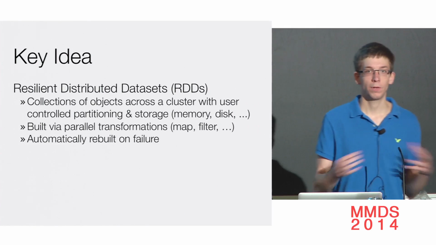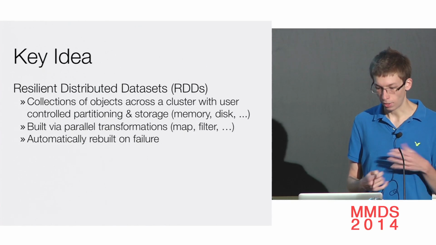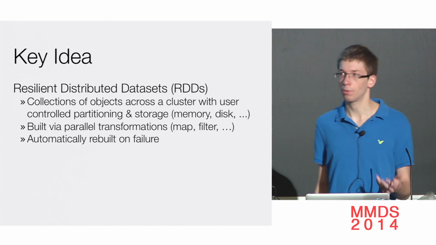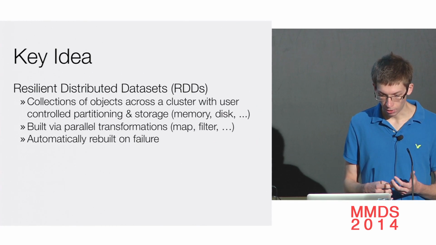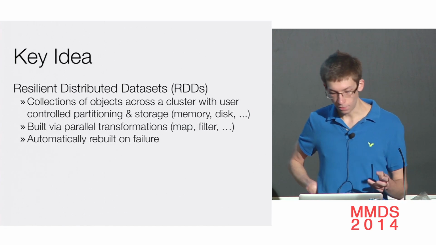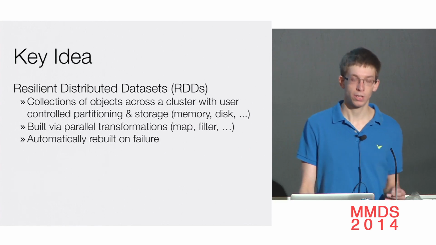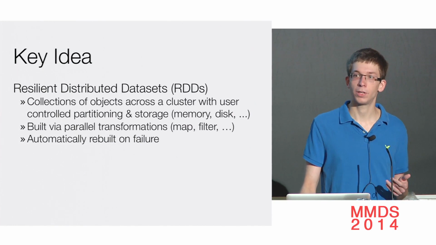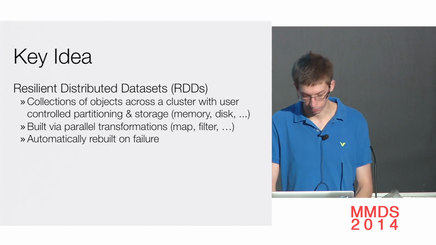You build them via parallel transformations. There's a whole bunch of operations you can use, like map, filter, and so on, that just create a data set from a previous one. And the system automatically recovers them on failure. So even though these data sets will not necessarily be replicated across the network or anything, you still get fault tolerance, and you actually get very similar fault tolerance behavior to MapReduce.